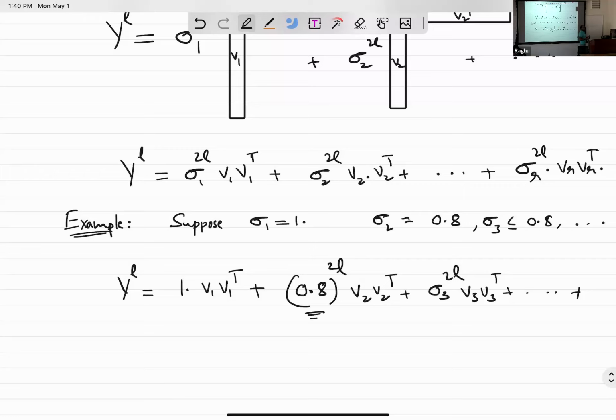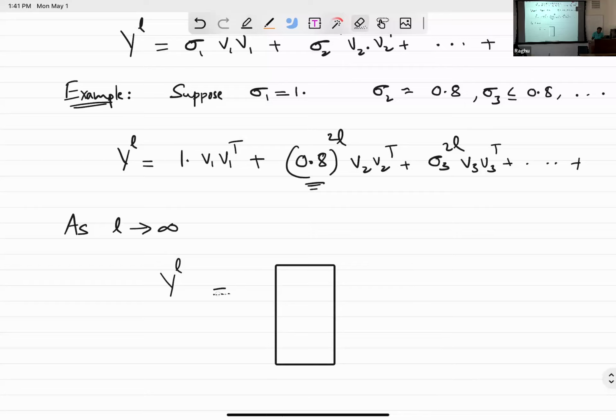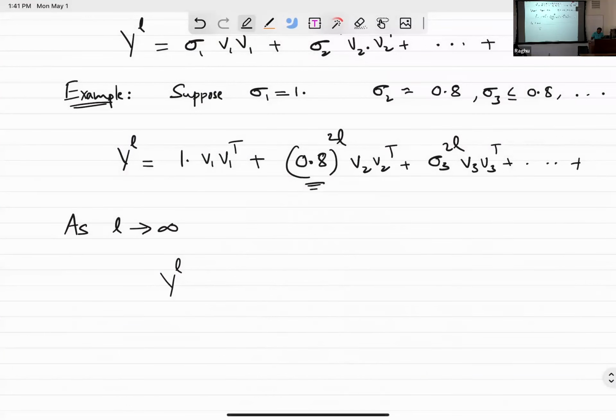So as L becomes larger and larger, as you take L going to infinity, what should happen to Y to the L? Just the first one, right? All of these things are decaying. In fact, we don't have to go to infinity. They decay exponentially, so they'll become small pretty fast. At some point, Y to the L will essentially look like V1 V1 transpose.